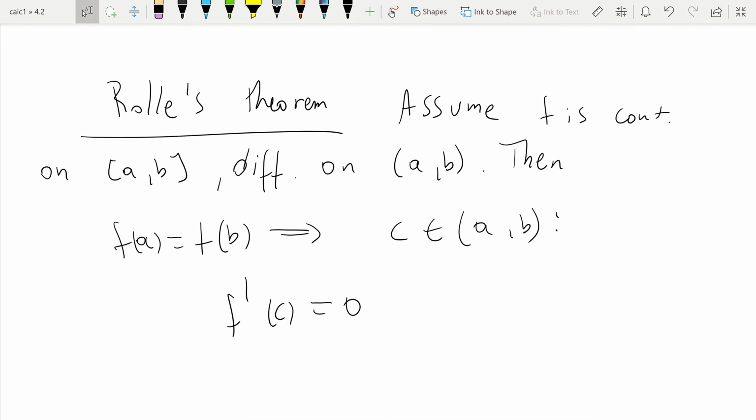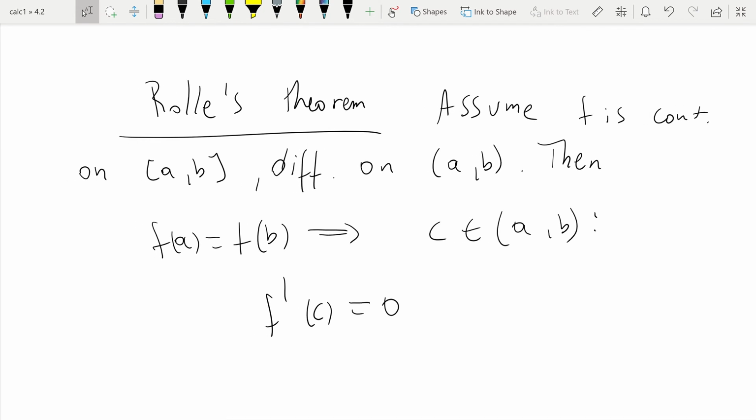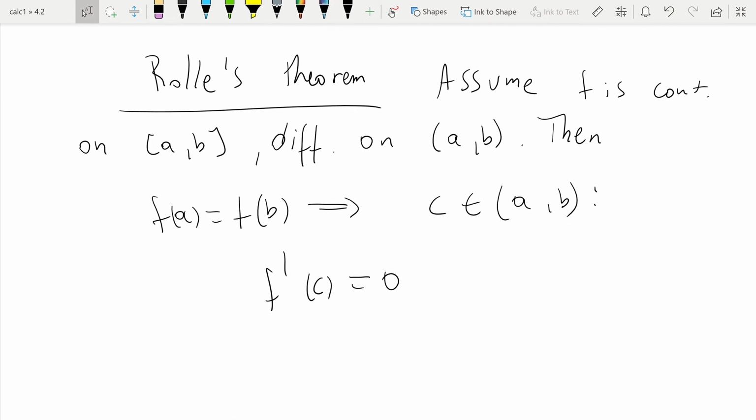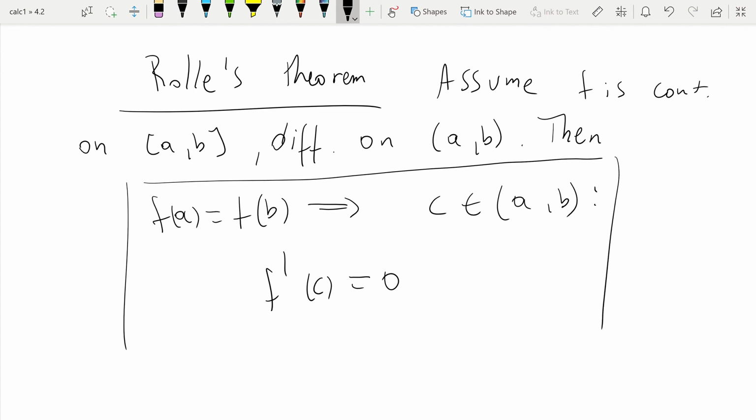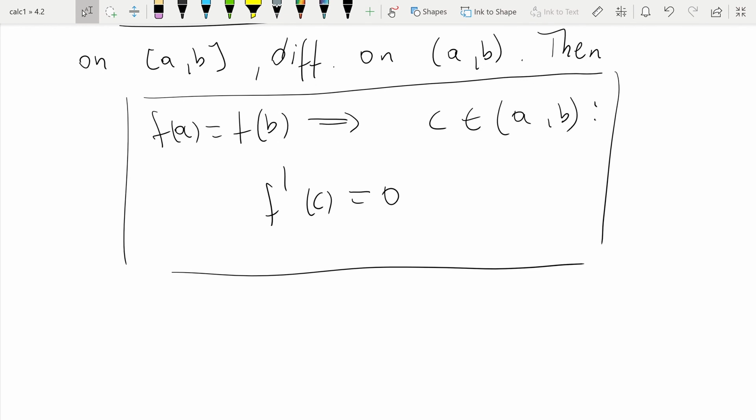For Fermat's principle, remember we were trying to find extrema of functions. We did not assume necessarily that f was differentiable, but for Rolle's theorem, we're assuming that f is differentiable. So this is a small change. This is the theorem. The important thing is that if f takes on the same values at the endpoints, then there must be a point in between a and b such that the derivative is equal to zero.